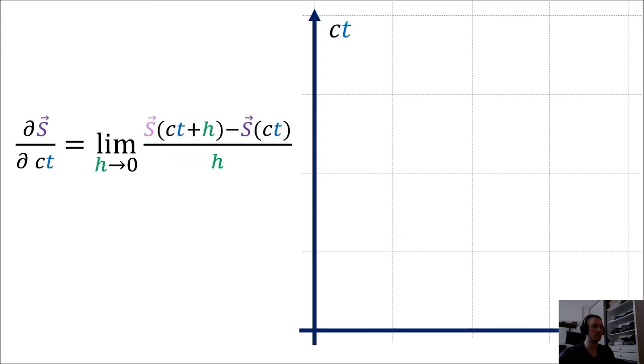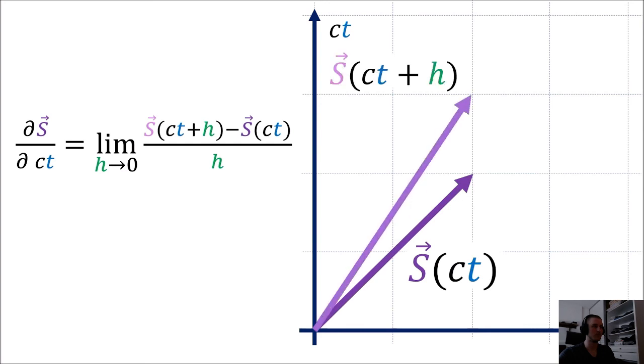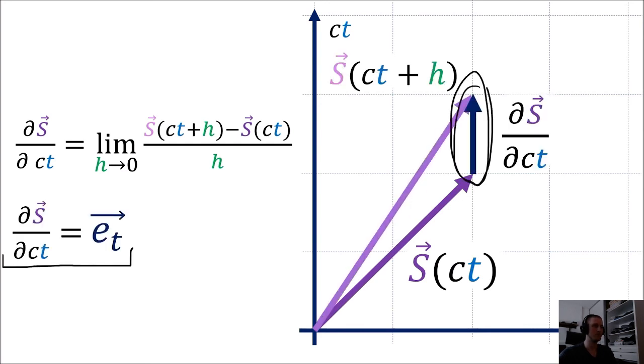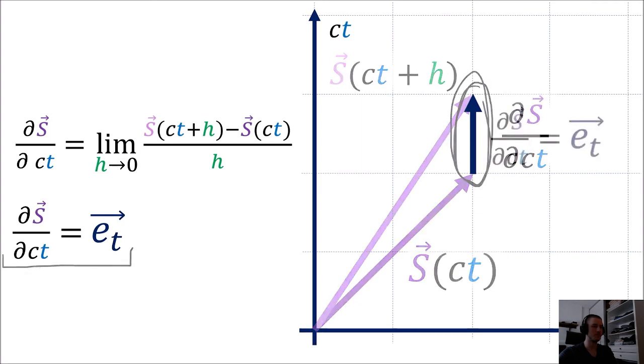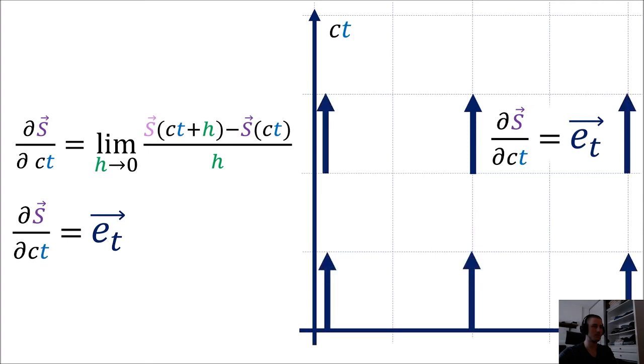Repeating this approach for the direction of the ct variable, we get a vertical basis vector 1 unit long, so we can think of partial s by partial ct as the et basis vector. Again, the et basis vector is the same for any point in spacetime, and it's 1 unit long pointing in the positive ct direction.